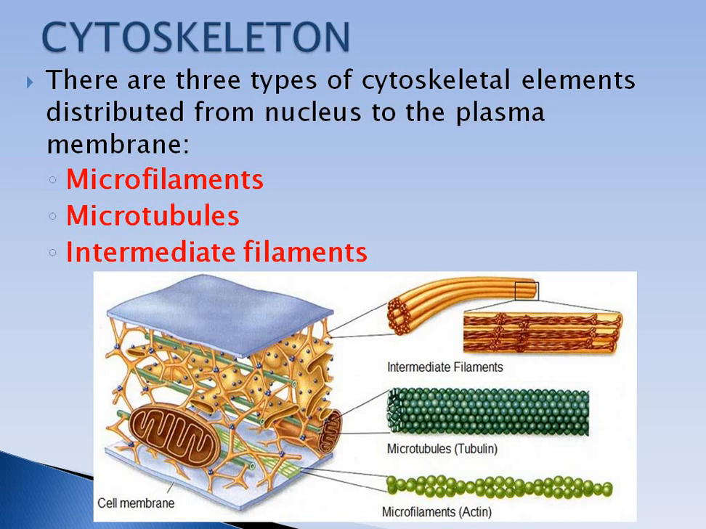As you can see in this figure, they are in the form of network, or in the form of long bundles, or in the form of filaments. These thin filaments are actin filaments or microfilaments. Thick one are microtubules, and these are intermediate filaments. As the name shows, they are intermediate in size between the microfilaments and microtubules.